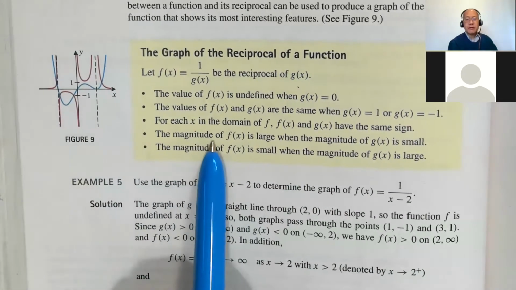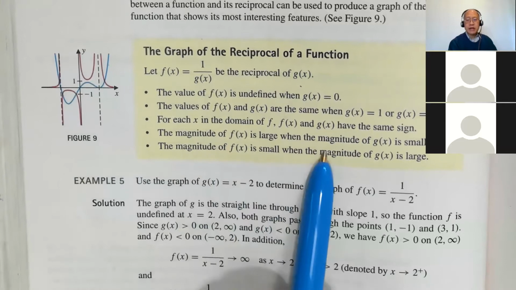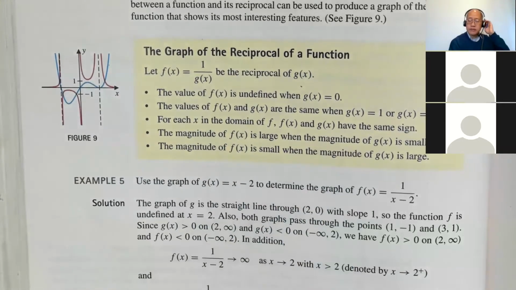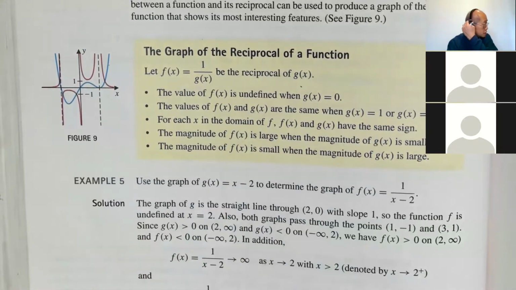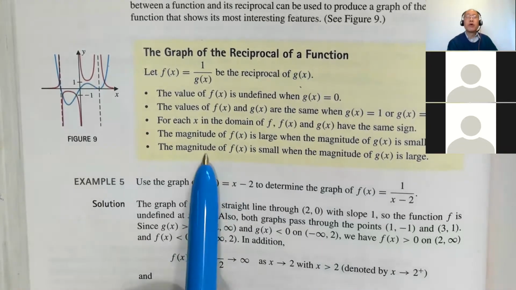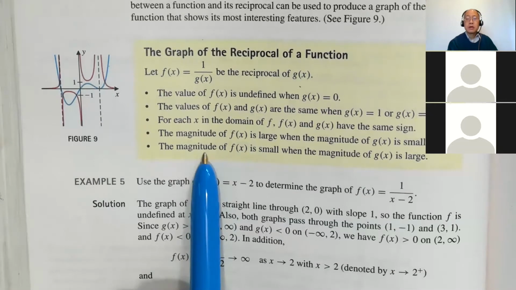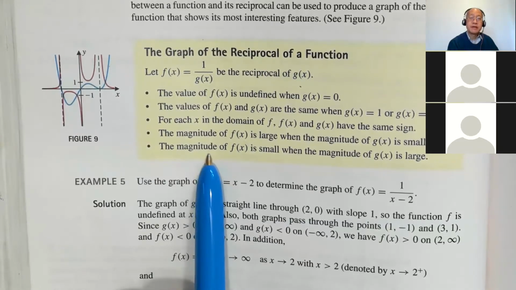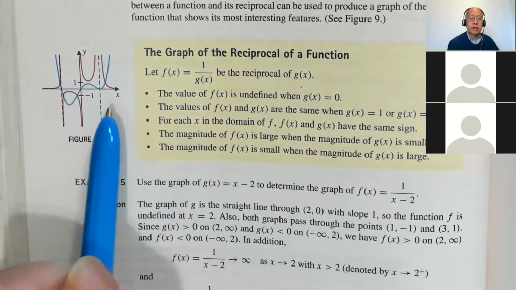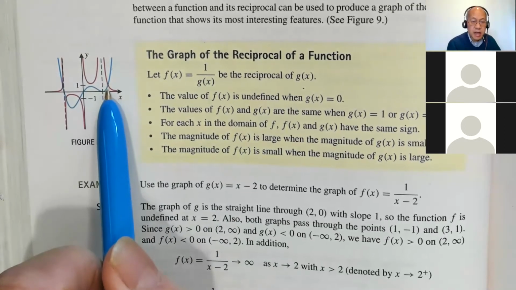And the magnitude of f of x is large when the magnitude of g of x is small and vice versa. Okay, so the bigger one number is, the smaller the other is. So what's the reciprocal of 1 million, a big number? 1/1,000,000, a small number, right? Likewise, what's the reciprocal of -1 million? A negative small number. Well, -1/1,000,000. And -1 million is a big negative, right? So when one goes up, the other goes down.